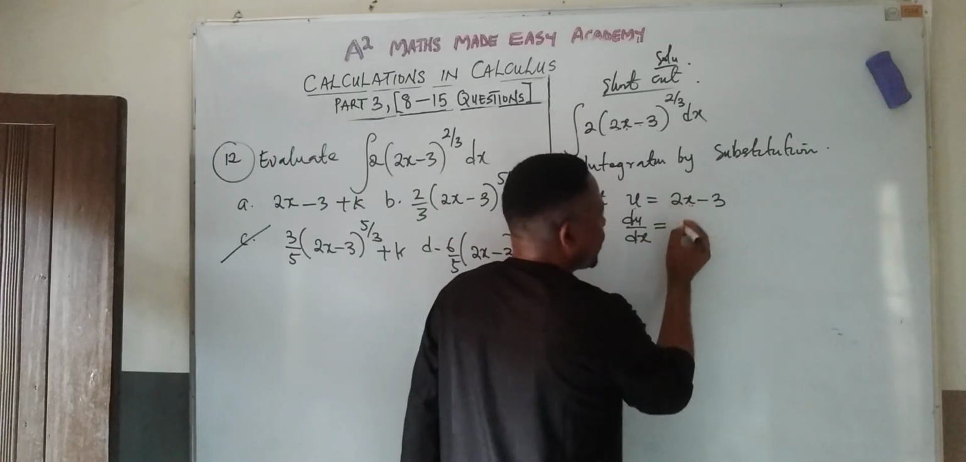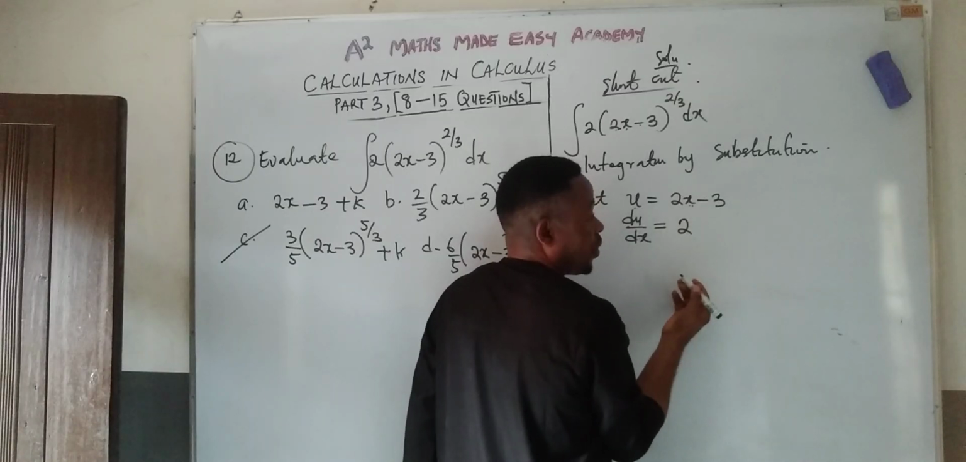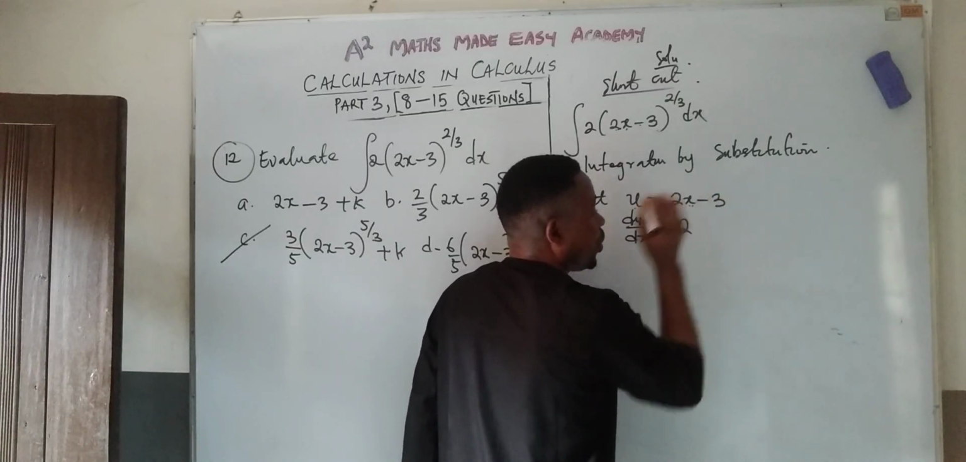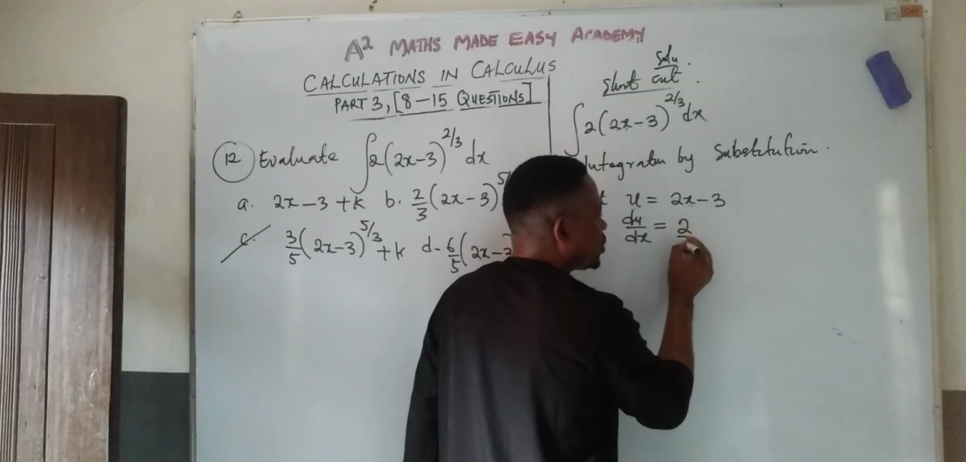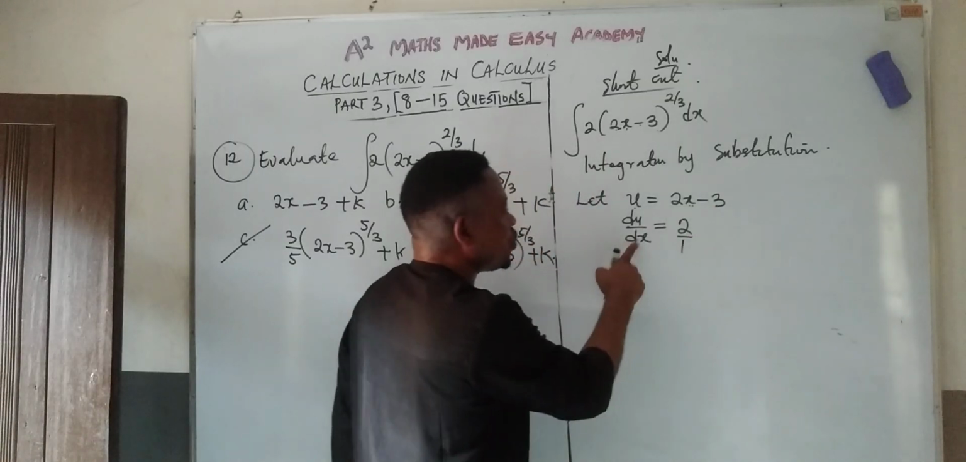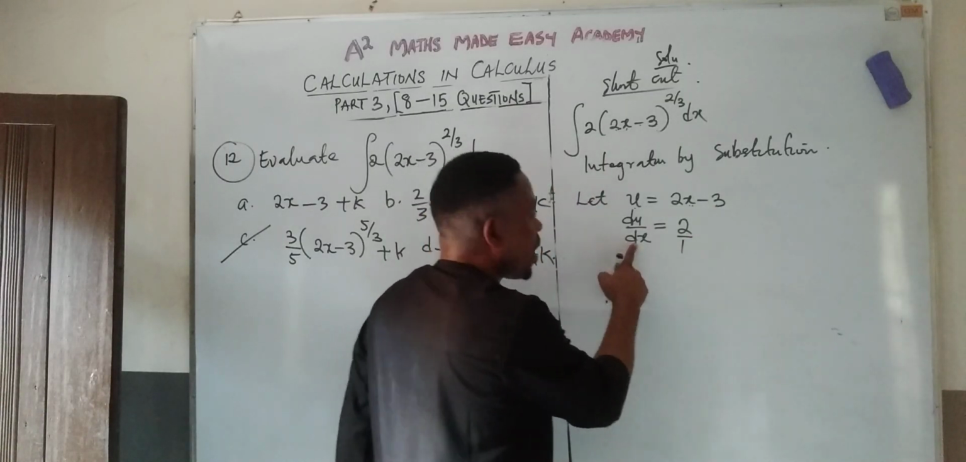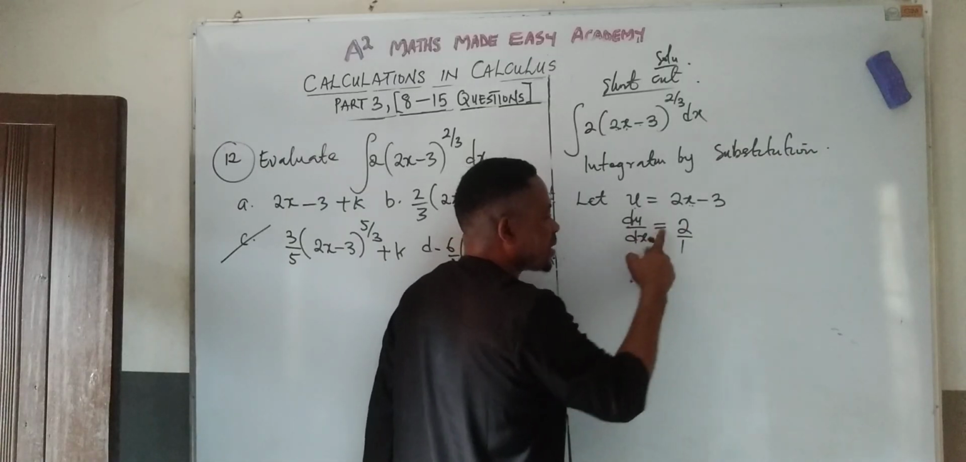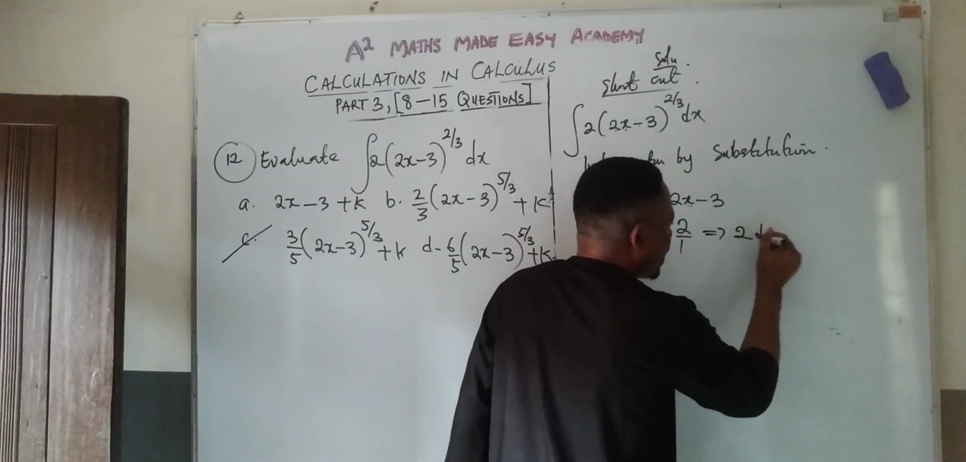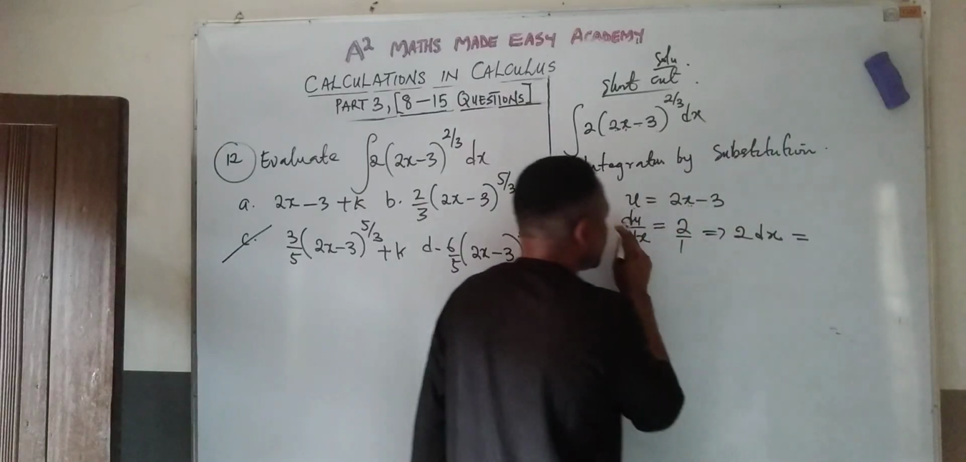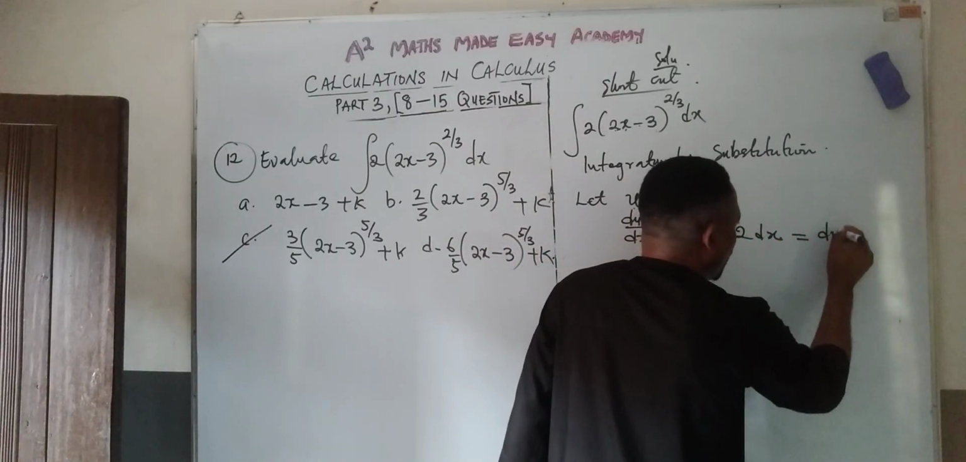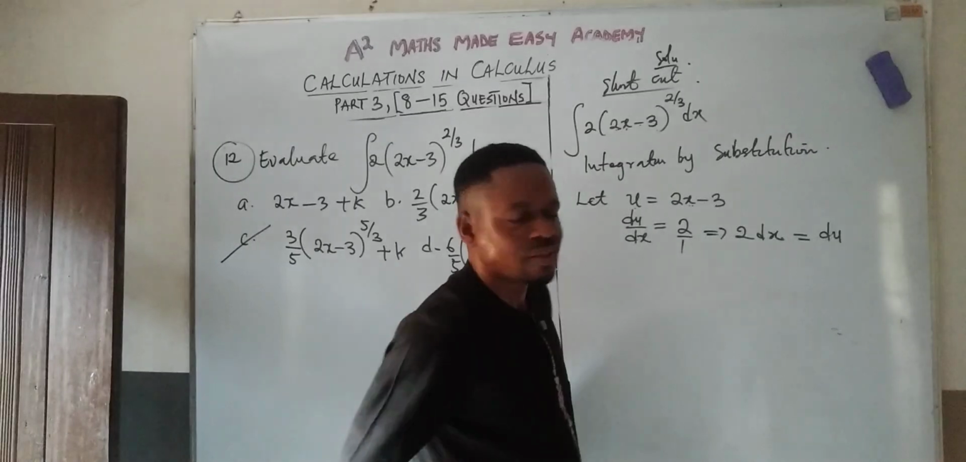If you differentiate 2x, it will give you 2. I've said it before. Am I communicating? This is a constant. Throw it away. Then throw this over 1. What is my target? To make x the subject of the formula. I would cross multiply. dx times 2 will give me 2dx. Are you there? Then equal to du times 1 will give me du.